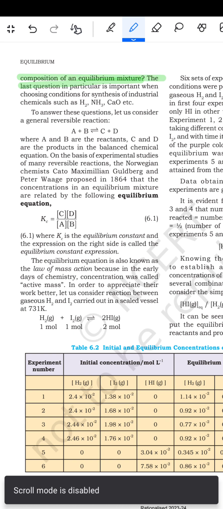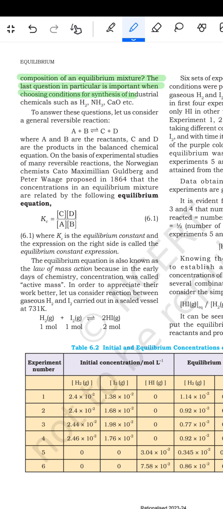The last question in particular is important when choosing conditions for the synthesis of industrial chemicals such as H2, NH3, CO, etc. To answer this question, let us consider a general reversible reaction A + B ⇌ C + D, where A and B are the reactants and C and D are the products in the balanced chemical equation.